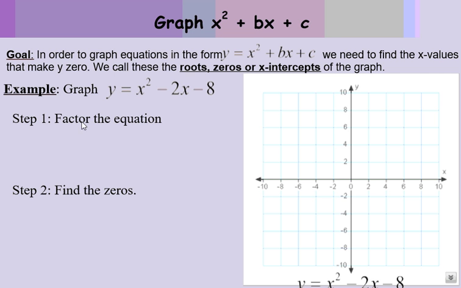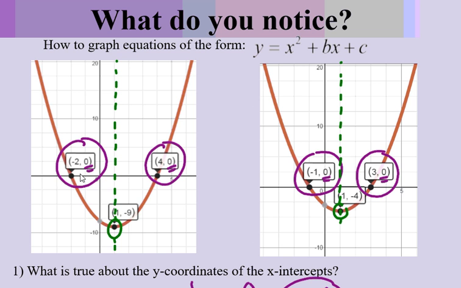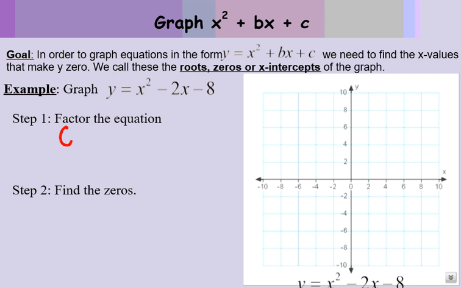How do I find the x-intercepts? We said a second ago, if you're an x-intercept, your y value is 0. So let's set y equal to 0, and then we're going to solve it. x squared minus 2x minus 8. How am I going to start to solve this? To factor it. So that's step 1, factor.